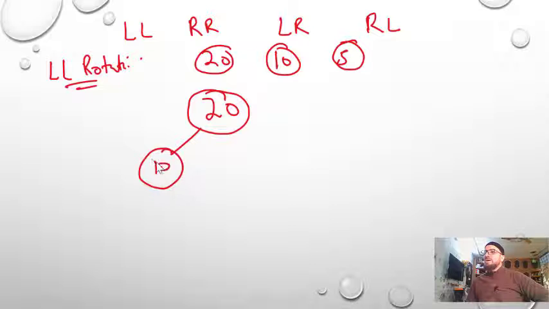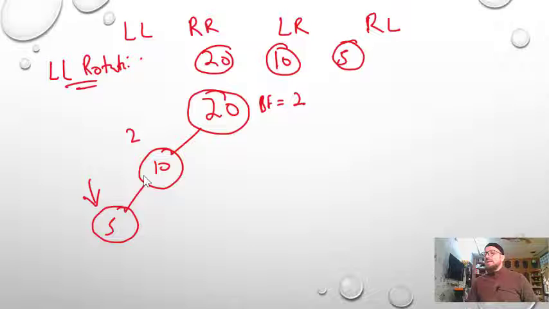Now 10 is lesser than 20, so it will go here, on the left. Balance factor for 20 is 1 minus 0, that is 1, allowed. For 10 it is 0 minus 0, 0, allowed. Now I insert the 5. The moment I insert the 5, the balance factor of 20 is disturbed. Why? Because the left subtree has height 2, and the right subtree is 0. 2 minus 0 is 2, so the balance factor is 2 for this. For 10 it's okay, it is 1 minus 0, that is 1.